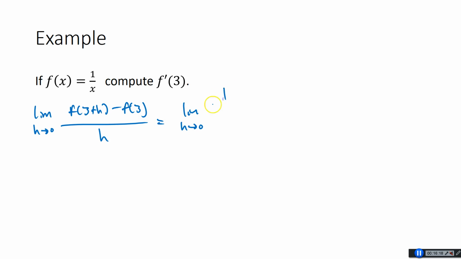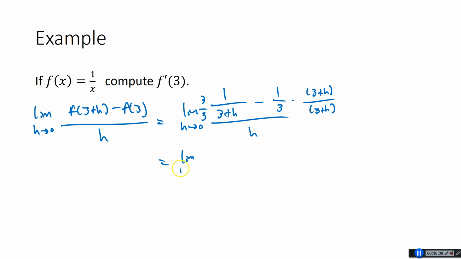This is where the algebra comes into play. 1 over 3 plus h, that's f of 3 plus h, minus f of 3, which is 1/3, divided by h. Now we have to do a common denominator. These share nothing in common, so I have to multiply by 3 plus h here, and over here I have a 3 and a 3. So it looks like the limit as h approaches 0 of 3 over 3 times 3 plus h, minus 3 plus h over 3 times 3 plus h, all divided by h.